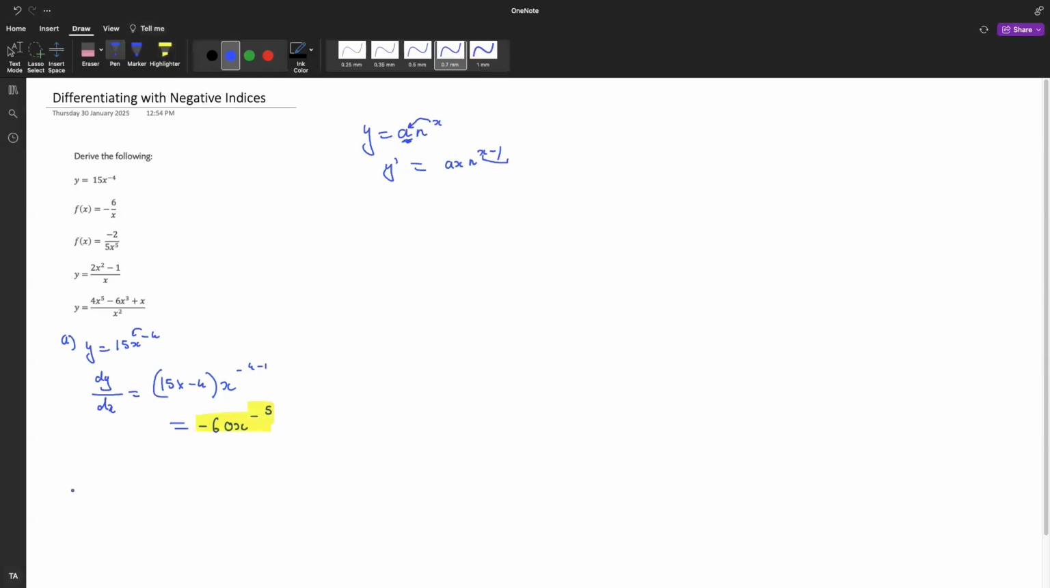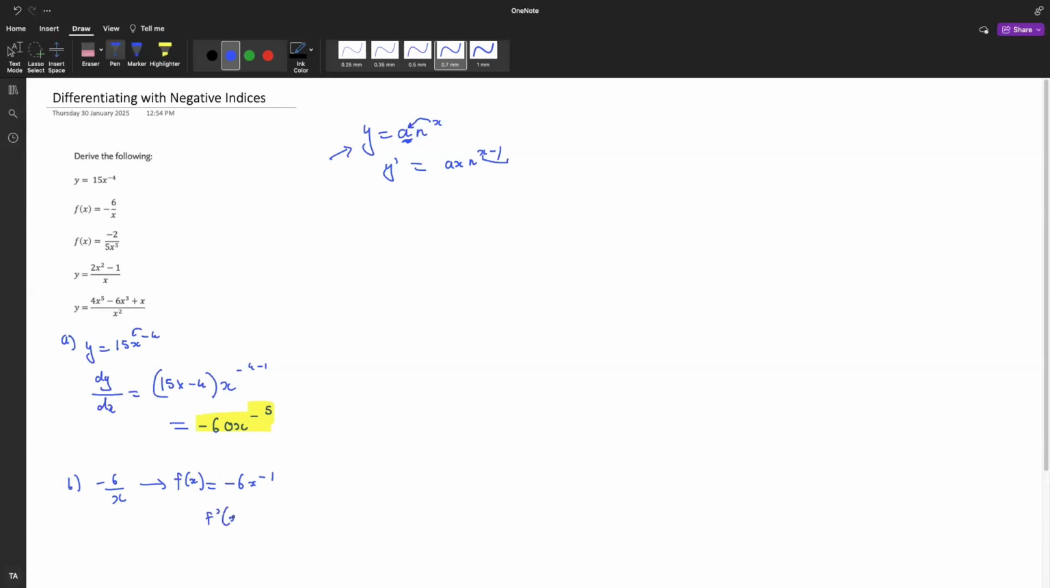Similar thing for the other questions though. B, now this one's a bit different because we've got x in the bottom here. So the way we derive this one is if you have x in the denominator, we would switch this to, so f of x, this is the same as -6x to the power of -1. Okay? And now we've got a similar situation to a formula here, which we can now derive with.